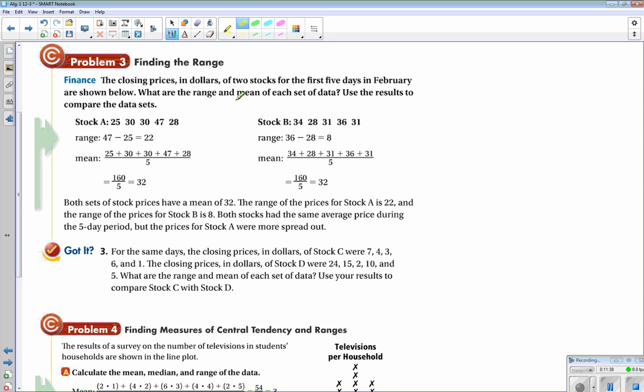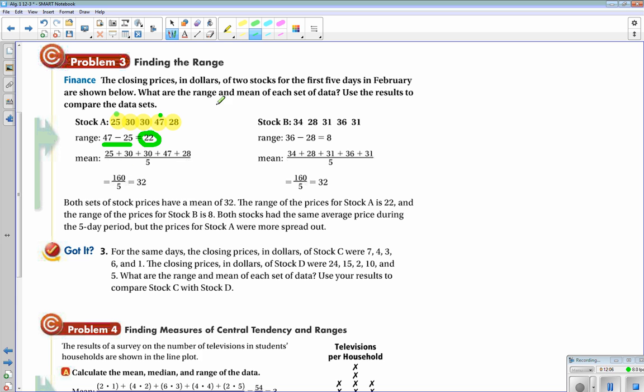The closing prices in dollars of 2 stocks for the first 5 days in February are shown below. What are the range and mean of each set of data? Use the results to compare the data sets. So stock A is 25, 30, 30, 47, 28. We take the highest and the lowest and subtract them. And that's the range. We know how to calculate the mean.